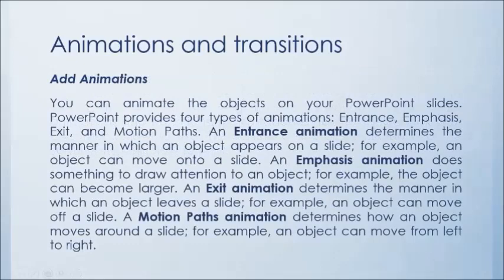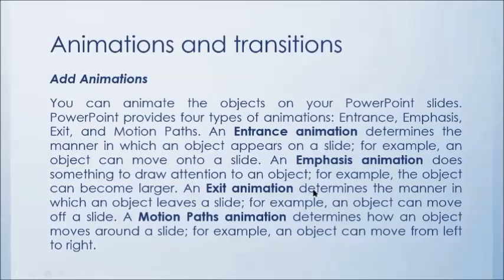So, adding animations. You can animate the objects on your PowerPoint slides. PowerPoint provides 4 types of animations. We have entrance, emphasis, exit, and motion path. An entrance animation determines the manner in which an object appears on a slide. For example, an object can move into a slide. An emphasis animation does something to draw attention to an object. For example, the object can become larger.